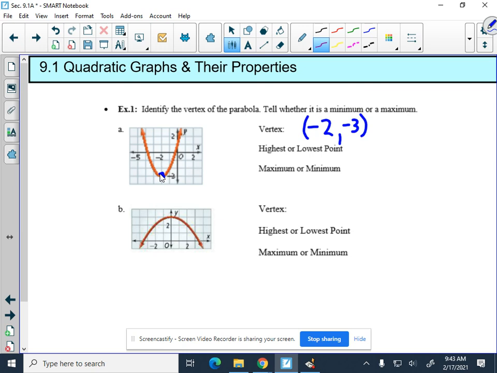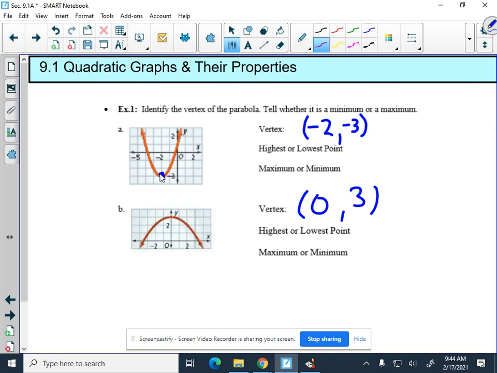Can you, for this one, the second one, identify the vertex? Write it on your own. Don't say it, please. And then we'll check in about 10 seconds. What do you got? 0, 3. Because we didn't move any on the x, but then we went up 3, right?